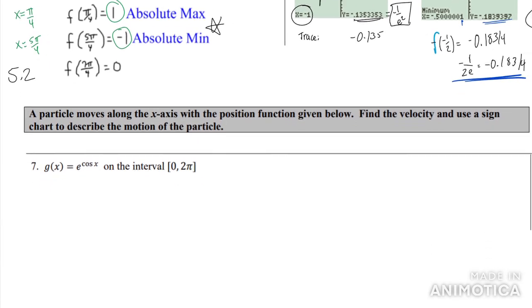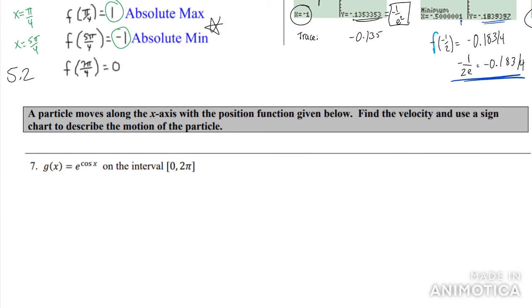Alrighty. This is 5.2, so first derivative test. A particle moves along the x-axis with the position function given below. Find the velocity and use a sign chart to describe the motion of the particle. So we want e to the cos x. First up, we're looking for velocity, so we need g prime of x. This is the rate of change. So remember, this is e to the cos x, leave it alone, and then minus sine x. And on the interval 0 to 2 pi.